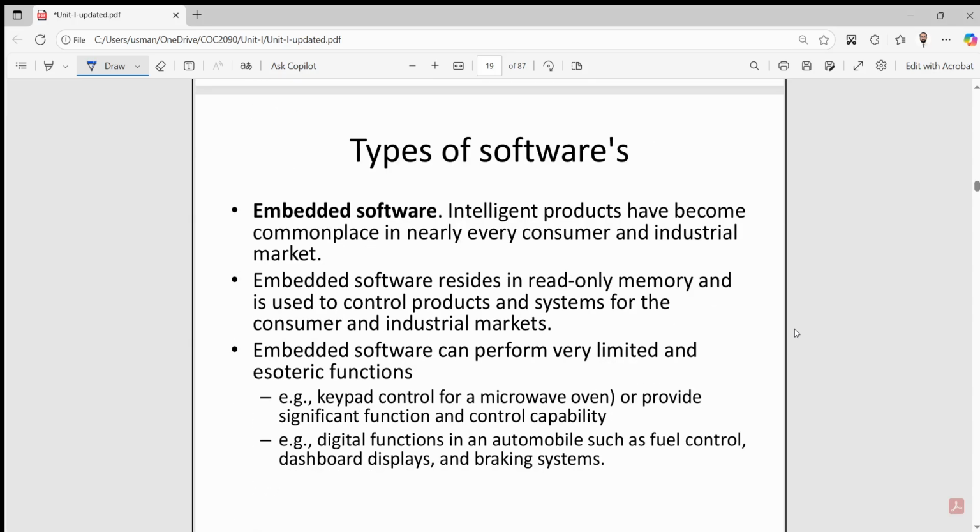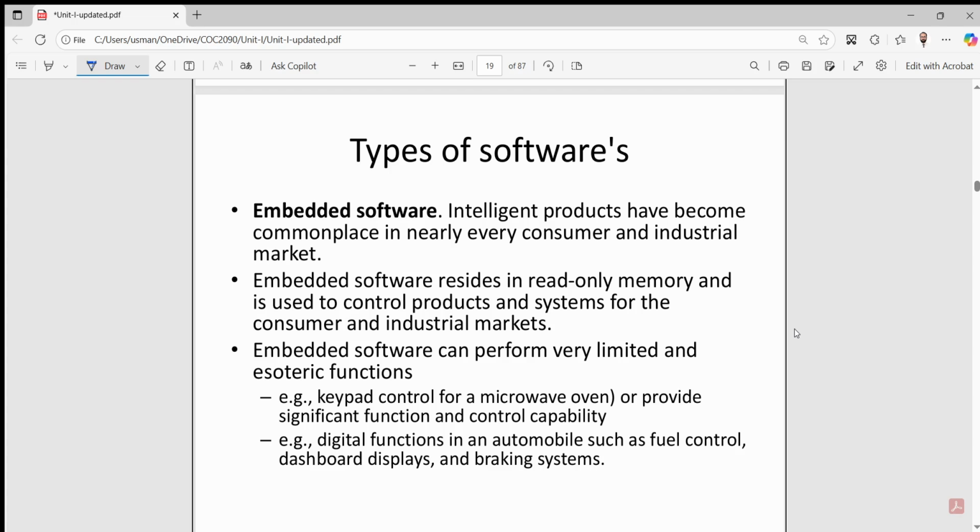The next is called embedded software. These intelligent products have become commonplace in nearly every consumer and industrial market. Embedded software resides in read-only memory and is used to control products and systems for the consumer and industrial markets. Embedded software can perform very limited and exotic functions, like keypad control of a microwave oven, or provide significant function or control capability, like digital functions in an automobile, such as fuel control, dashboard display, and braking systems.